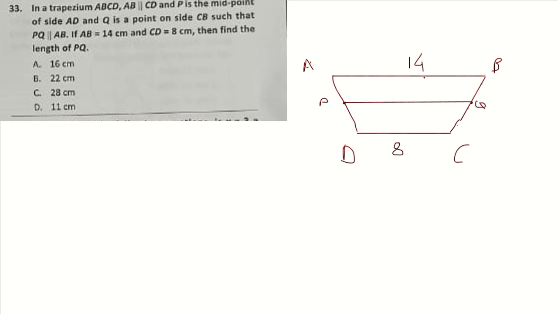If AB is 14 centimeter and CD is 8 centimeter, then find the length of PQ. Now there is a proof for this which requires a construction. The construction is you have to join one of the diagonals. I am joining A to C. You could join B to D also.